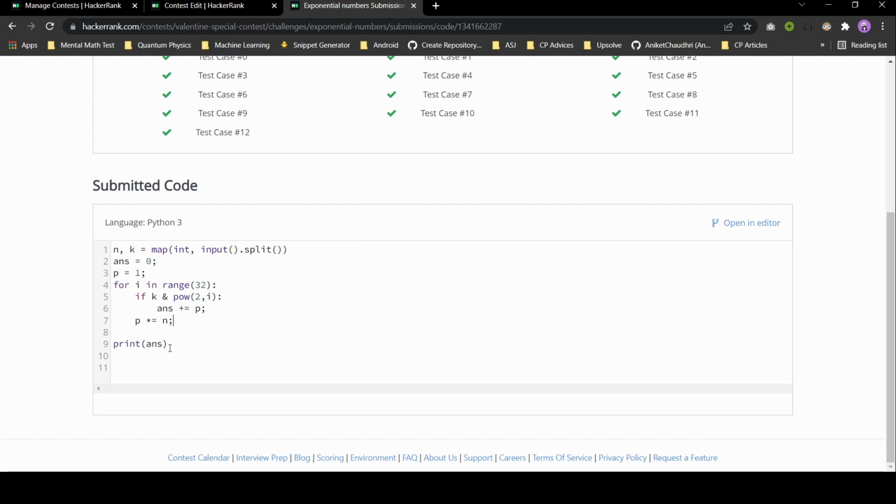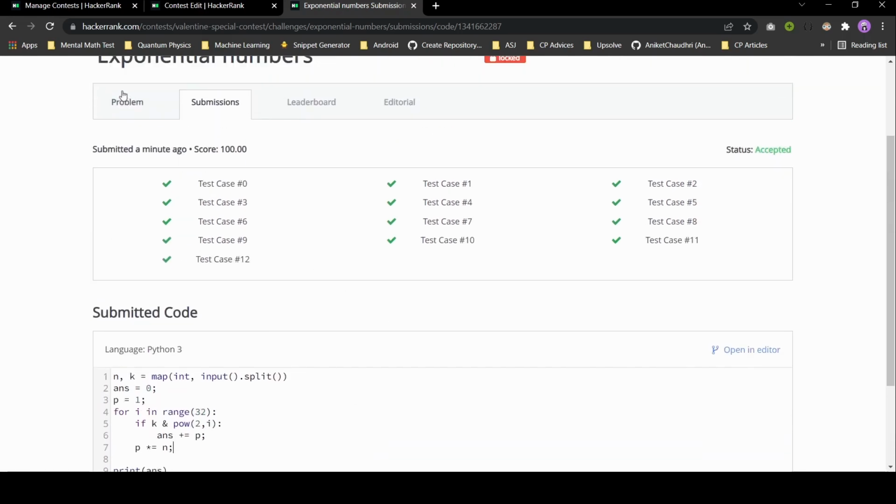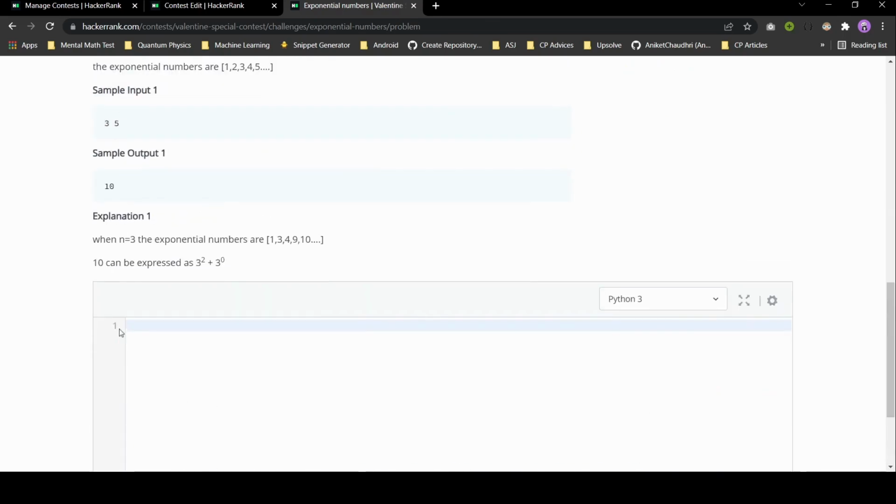If you have any doubt in the algorithm, just go back to where I was explaining the algorithm and try to take another number like n equal 4. I was taking n equal 3, take n equal 4 or n equal 5 and try to solve one example test case on your own. So that was it.